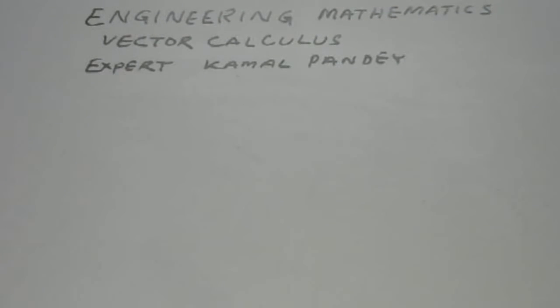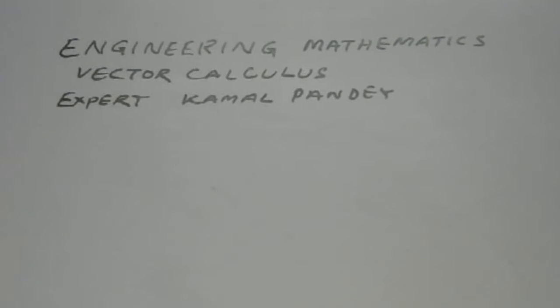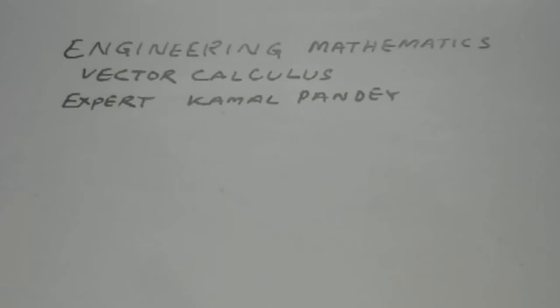Two vectors are orthogonal to each other if their dot product is 0. Okay, next question we have, find the value of lambda and mu.